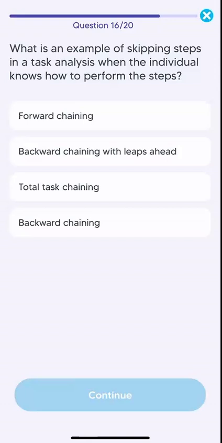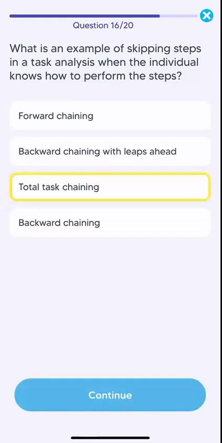Skipping steps in a task analysis. In task analysis, when the individual knows how... What is the example of skipping steps in a task analysis? It's total. When skipping, the individual means total. Okay, check. Skipping. What's your answer?